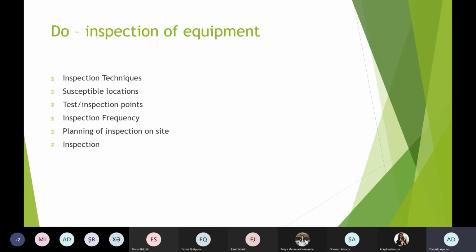And inspection frequency: when we are identifying operating parameters, design life, degradation mechanisms, we're identifying inspection frequency. How often we need to inspect. For example, if there are no degradation mechanisms, but from an aging point of view and from a documentation point of view we need to inspect this equipment, we are putting a 10-year frequency, so every 10 years we need to inspect this equipment.